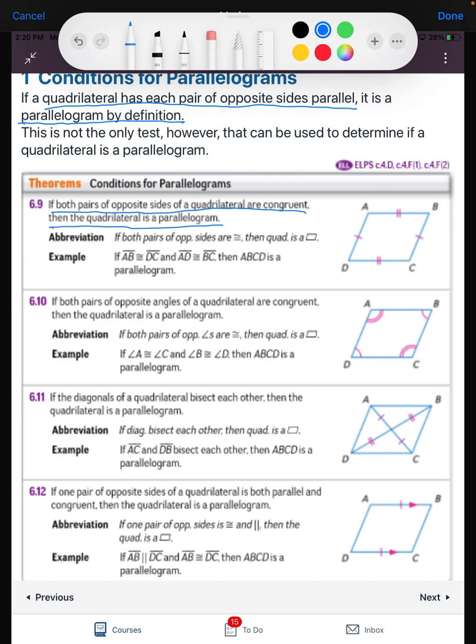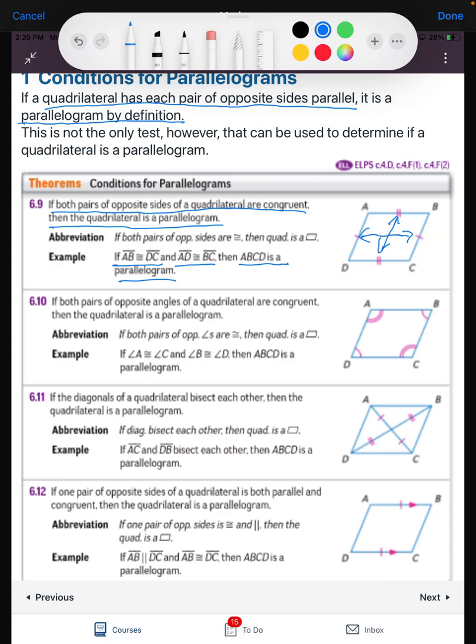So last lesson we said that if it's a parallelogram, these opposite sides are going to be congruent. Now, the inverse is also true. If these sides are congruent, the quadrilateral is a parallelogram. So if AB equals DC and AD equals BC, then ABCD is a parallelogram.